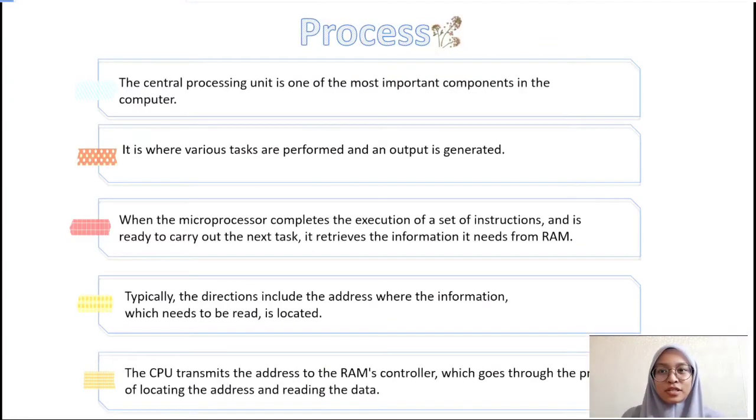Process of RAM. The central processing unit is one of the most important components in the computer. It is where the various tasks are performed and output is generated. When the microprocessor completes the execution of a set of instructions and is ready to carry out the next task, it retrieves the information it needs from RAM. Typically, the instruction includes the address where the information to be read is located. The CPU transmits the address to the RAM's controller, which goes through the process of locating the address and reading the data.